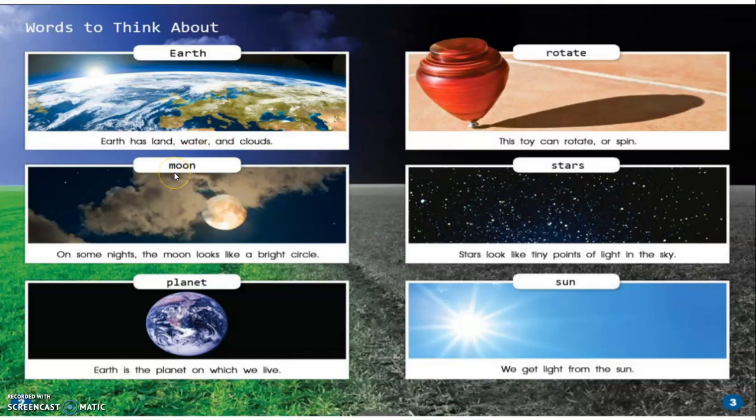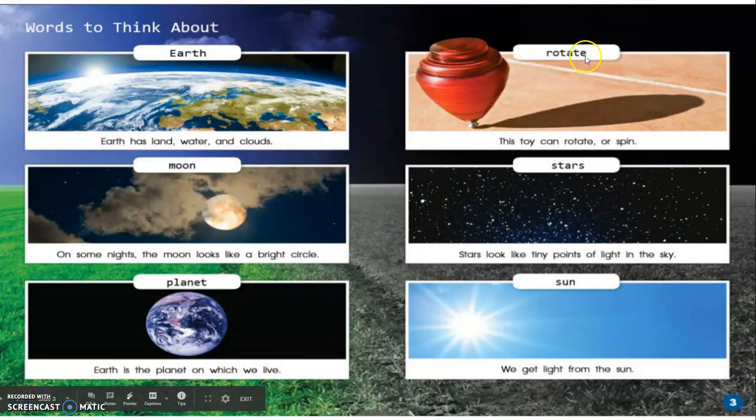All right, our next word is moon. Look at those pictures of Earth and moon. On some nights, the moon looks like a bright circle. Only on some nights, huh? This next word is planet. Earth is the planet on which we live. So very true. We have lots of planets.